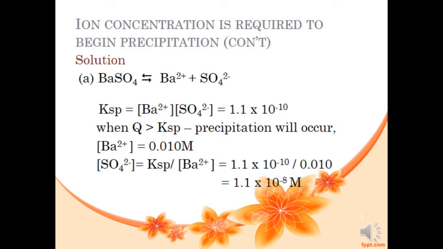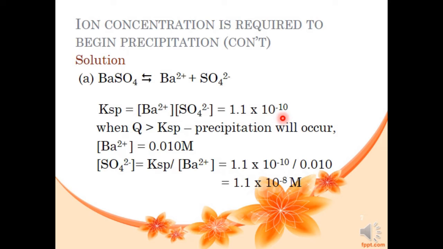So how do we do that? First of all, we need to write the dissociation of the salt, barium sulfate. It dissociates to form barium 2+ and sulfate 2- in aqueous form. The next step is writing the Ksp expression. So the Ksp will be equivalent to the barium concentration multiplied with the sulfate concentration, and we don't have stoichiometric coefficients, so we don't have powers of the concentration here. Given the Ksp value is 1.1 times 10 negative 10.